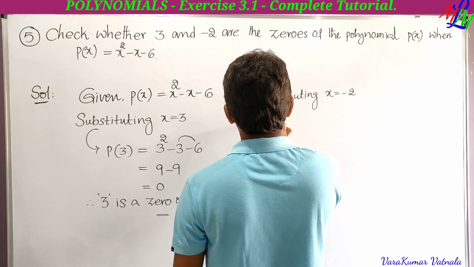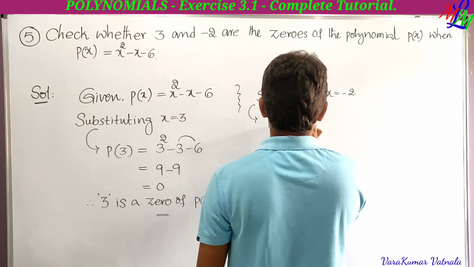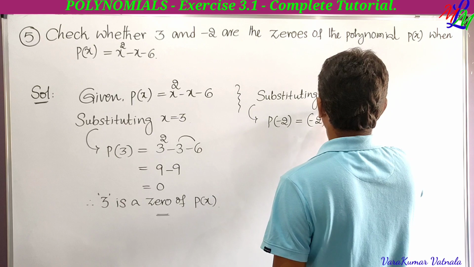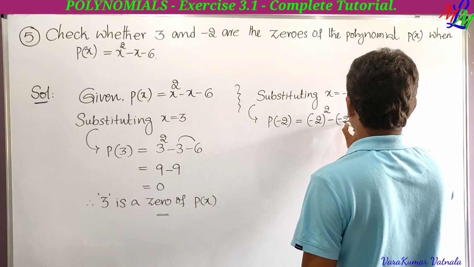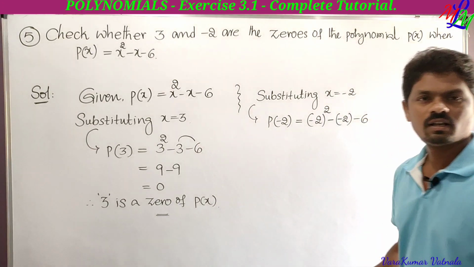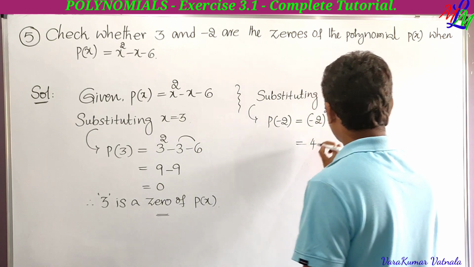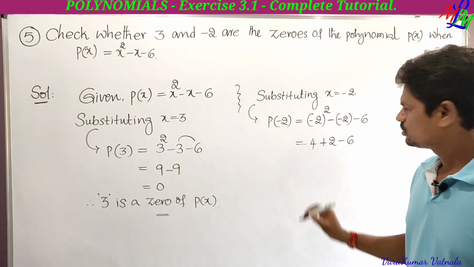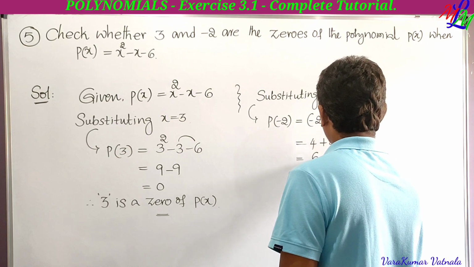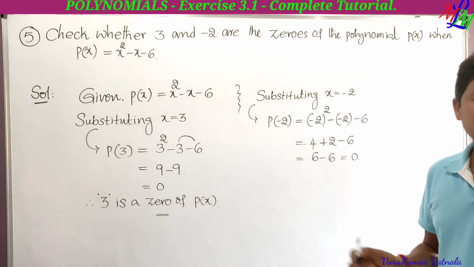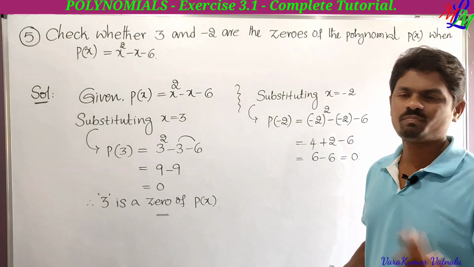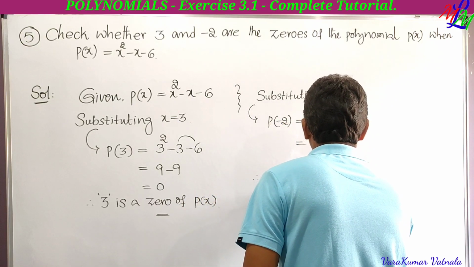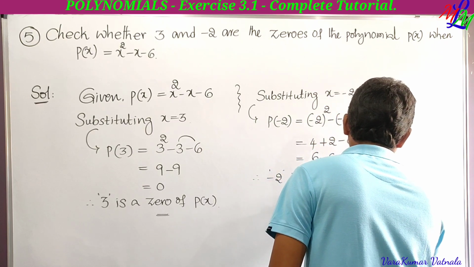So p of minus 2 is equal to p of minus 2. So in p of x, wherever x is there, we have to substitute minus 2. So x square is there, we have minus 2 whole square, minus x is there, minus of minus 2, minus 6, right, as usual, minus 6. So here minus 2 whole square is plus 4. So minus into minus is plus 2 and minus 6, as usual. So here we get 4 plus 2 is 6, minus 6, which is equal to 0. Again p of minus 2 is equal to 0, therefore minus 2 is a 0 of p of x.